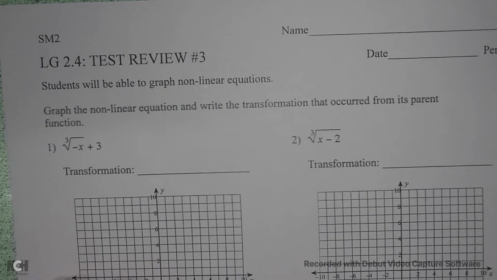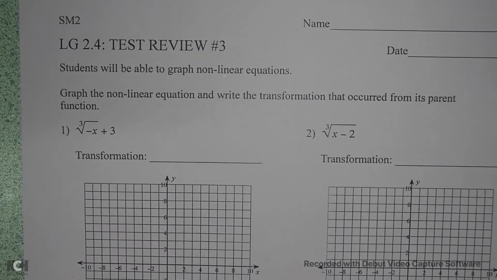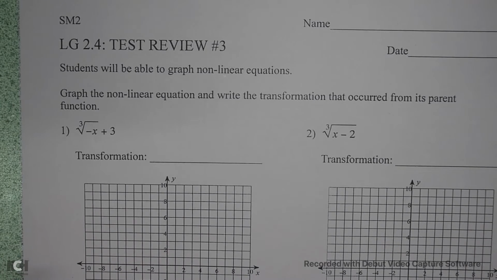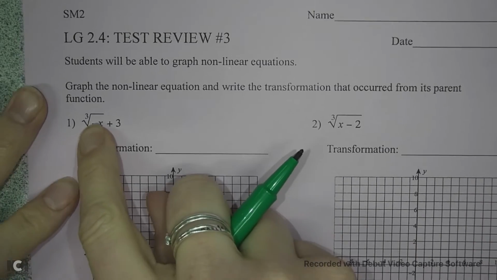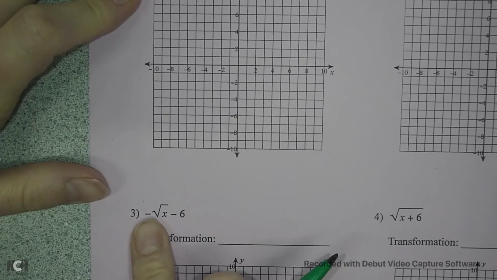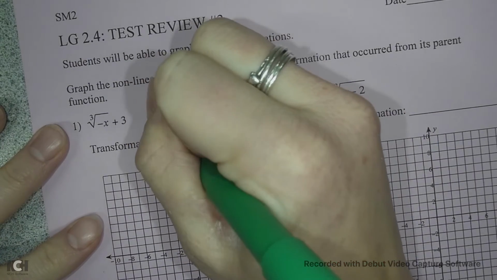Okay, so I am going to be talking about your test review and just going over a few last minute things before you take your test. So here we go. When there's a negative either inside or in front of a radical, there's going to be some sort of a flip. So we're going to have a flip.